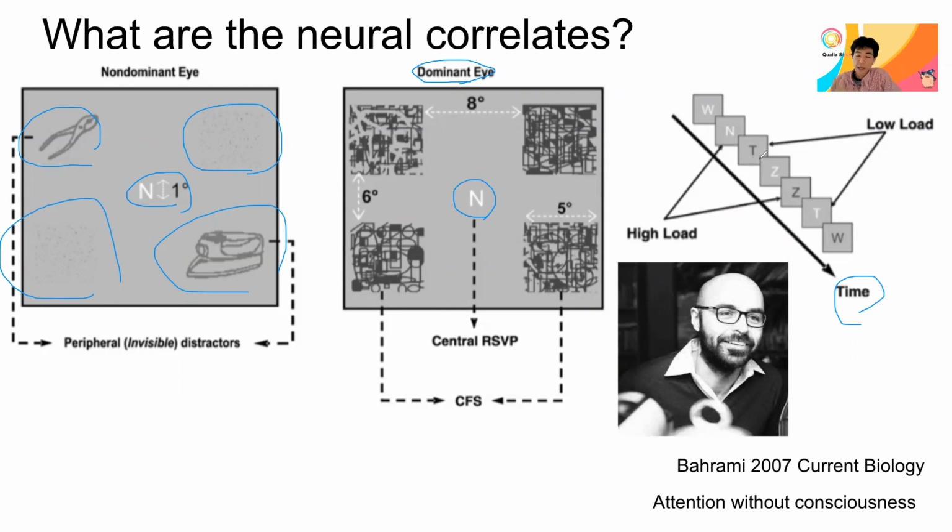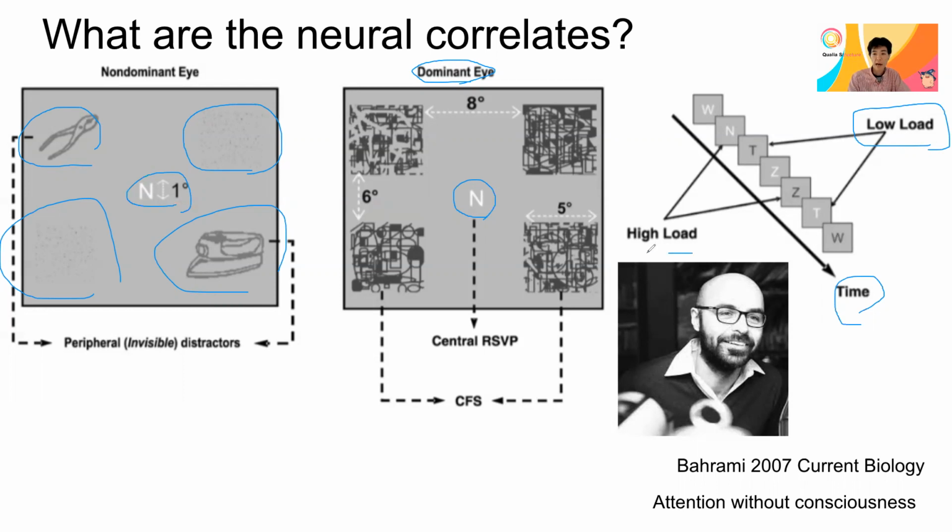In the case of the low load condition, when attention is not necessary, he would just ask them to count or press a button when they see the T, regardless of the color. So it's very easy, in fact, and you can accurately report the number of T's.